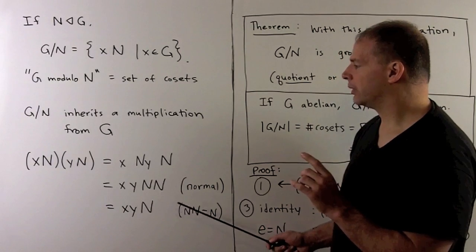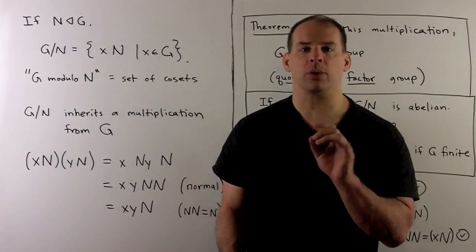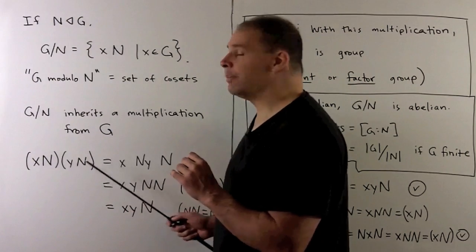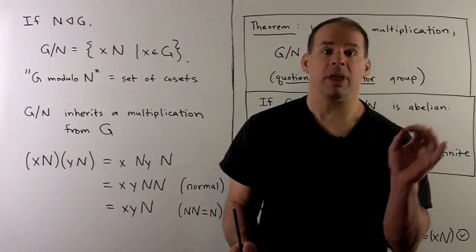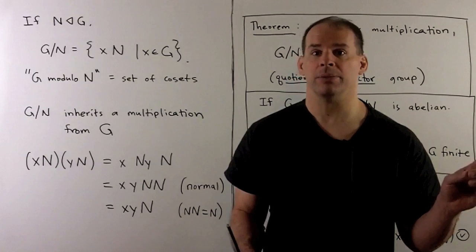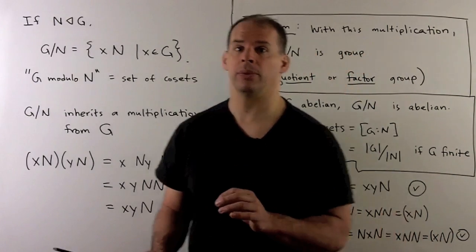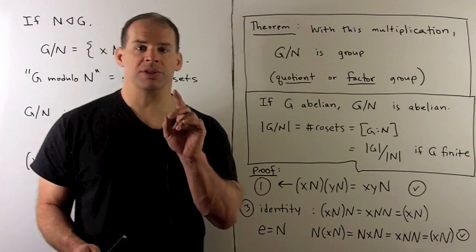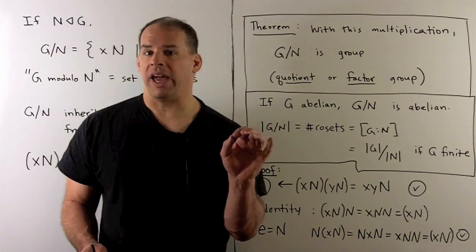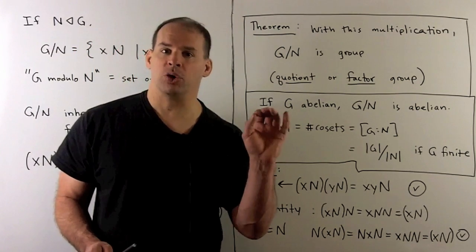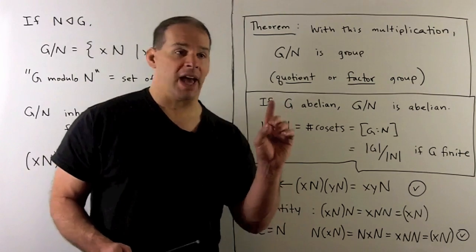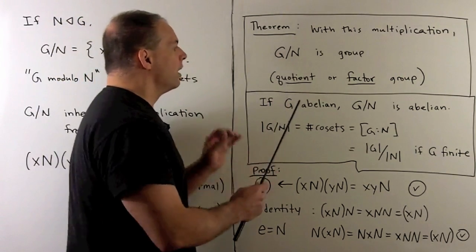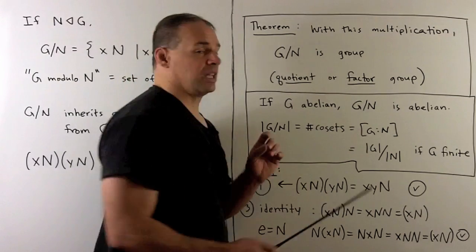Now note, if you were told that there was a multiplication here, the product of xn and yn, your first guess would be xyn. So this is natural. With that, we can push things one step further. We have a multiplication, so do we in fact have a group? The answer is yes. We'll call this group G mod n, the quotient or the factor group of G by n.